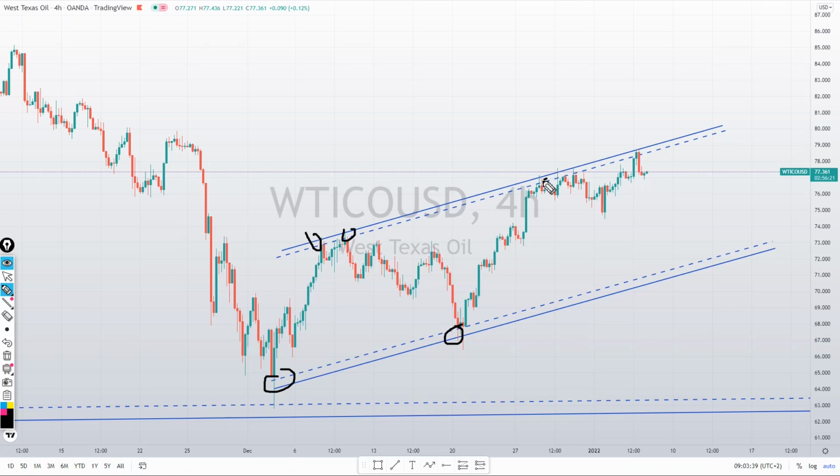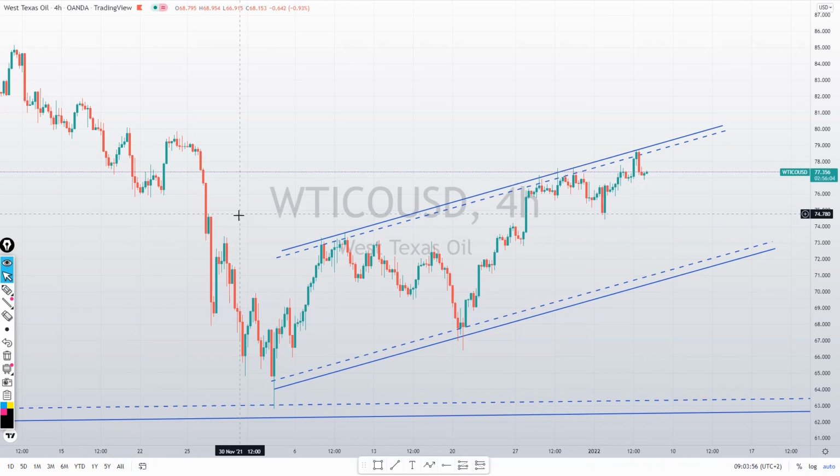You can see that. There's a possibility that the market can even reach this area before we see it pushing up, or the market might break this resistance and keep pushing up again. It's possible. So let's move to the next one.